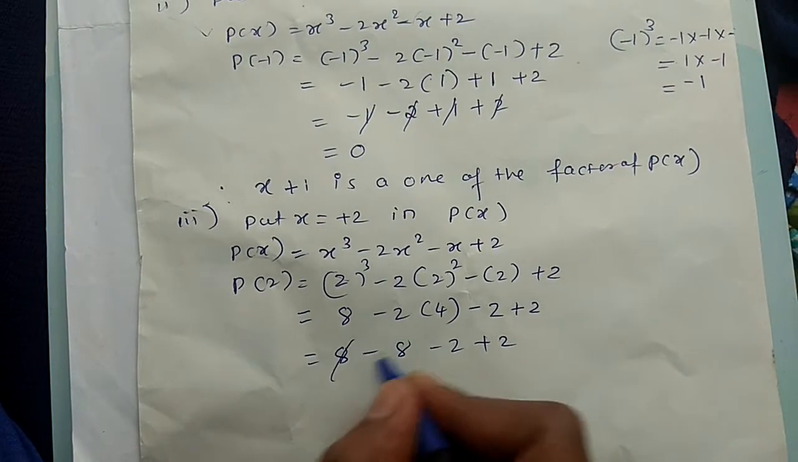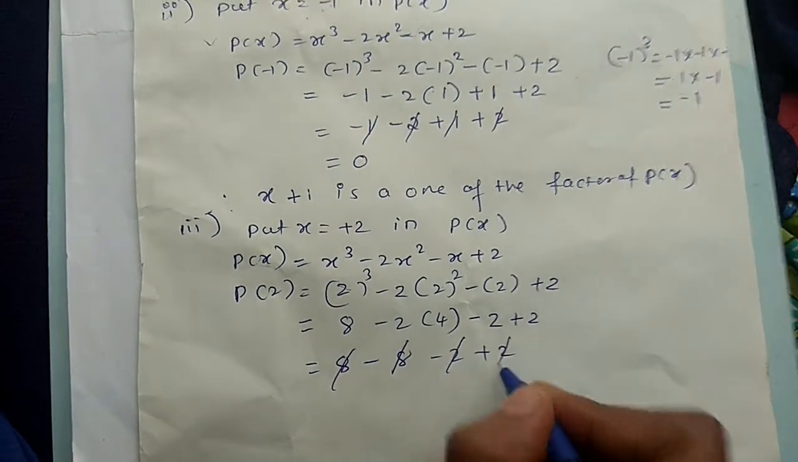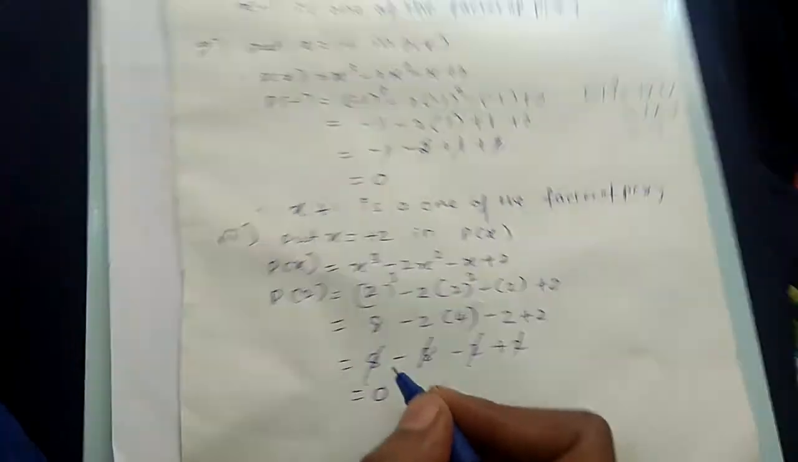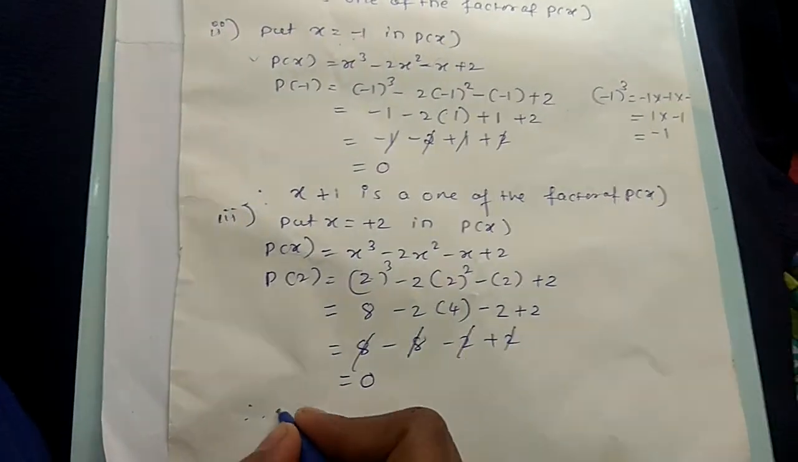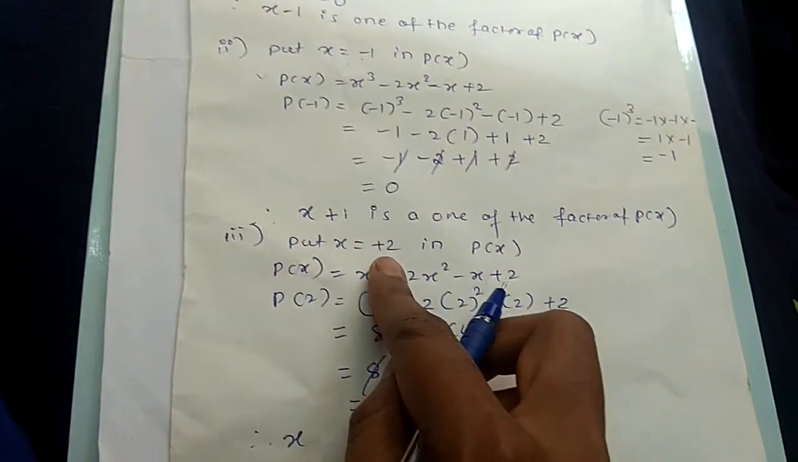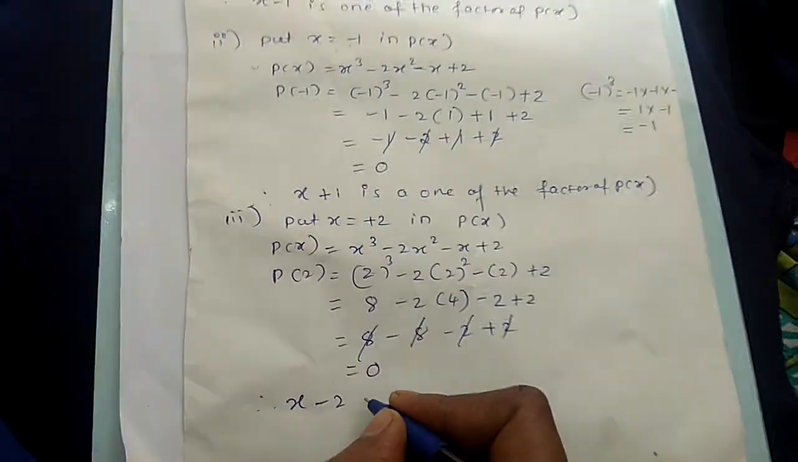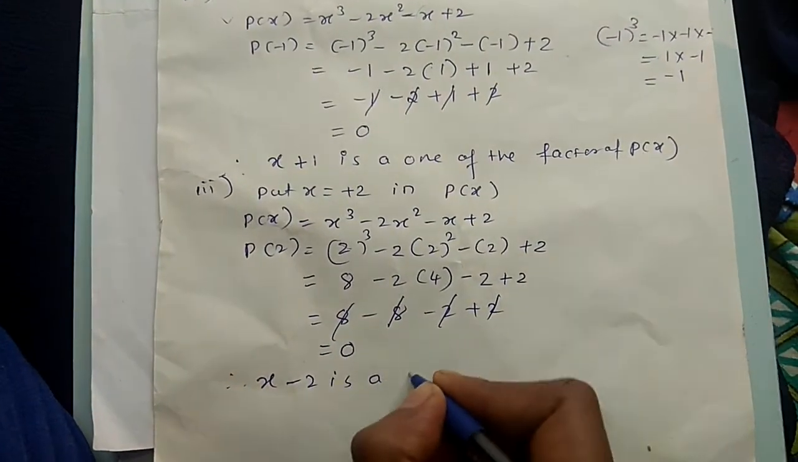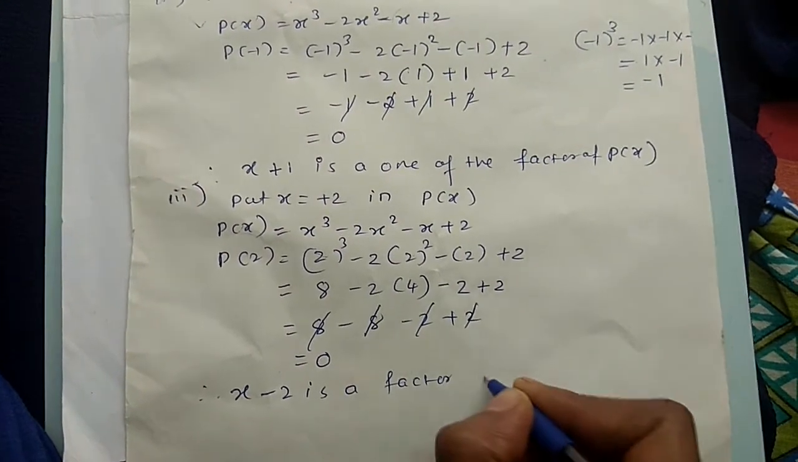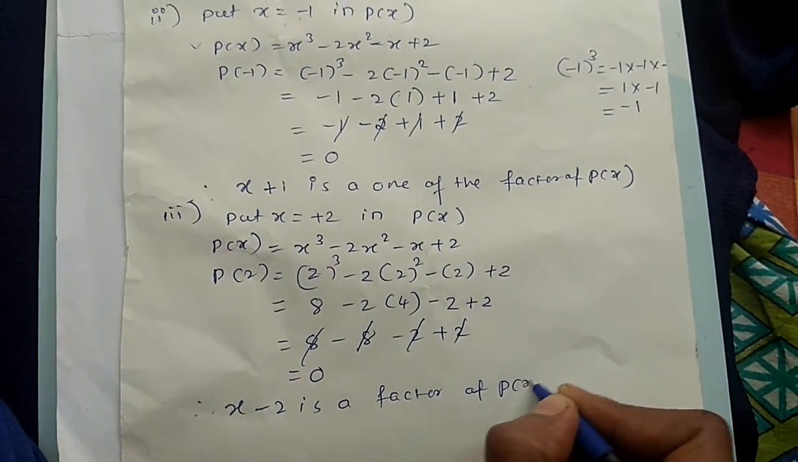You can see that plus 8 minus 8 will get cancelled. Minus 2 plus 2 will get cancelled. 0. So here also we got here 0. So x we have taken equals to plus 2. So x minus 2 is a factor of P of x.